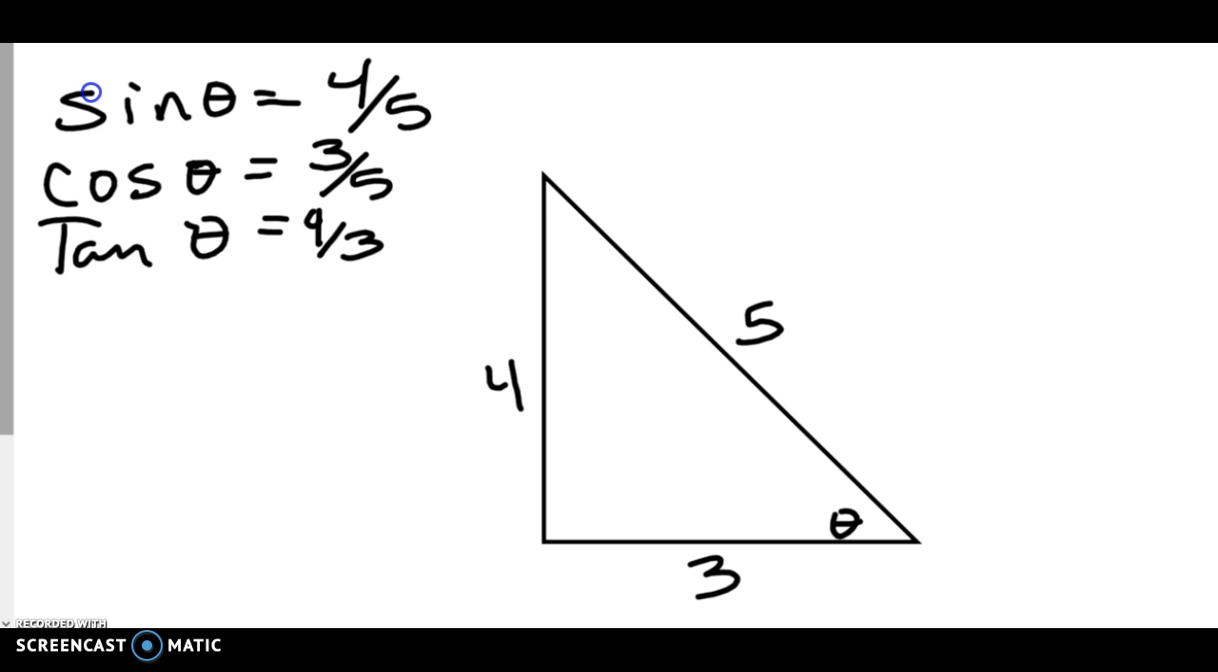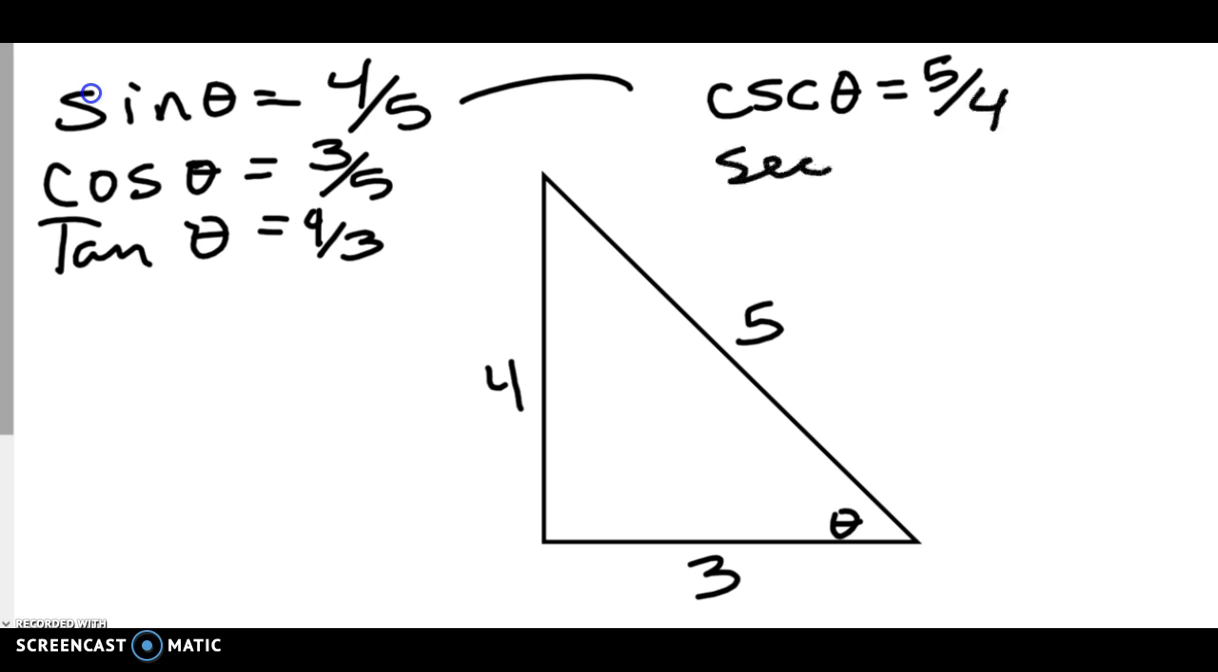And knowing that sine and cosecant are reciprocals, we can simply jump right into our solution. Cosecant of theta is just the reciprocal of the sine, 5/4. The secant is the reciprocal of cosine, that would give us 5/3. And the cotangent being the reciprocal of tangent, that's 3/4.